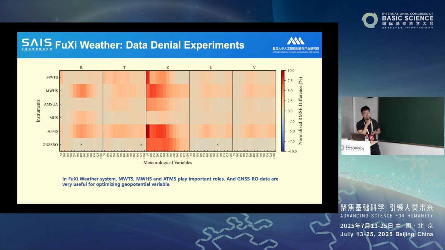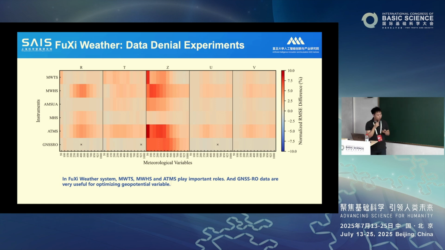Although FuXi weather is also a purely data-driven data assimilation system, we wonder if it can be physically consistent or physically explainable. So we do what is called the data denial experiment. We remove specific instruments from the observations to see how much the error increases in the analysis.